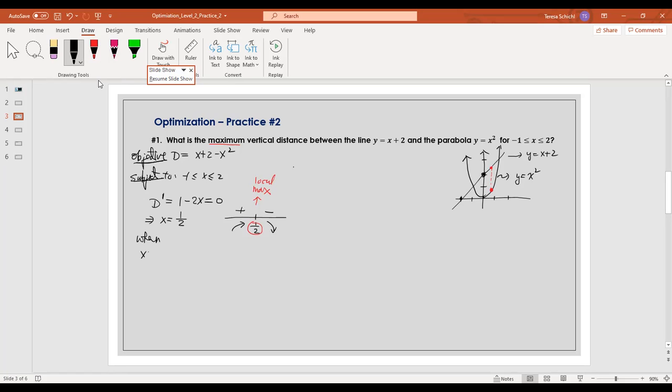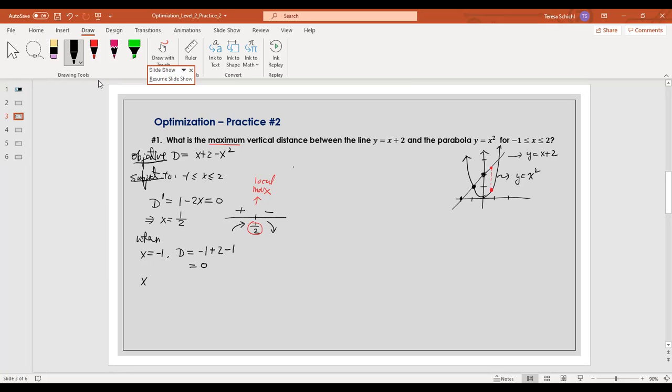So now I put the two endpoints, right? So when x equal to -1, what is my distance here? So it's -1 plus 2 minus 1, right? So what do you have here? You have zeros here. It kind of makes sense, right? So you have zeros here.